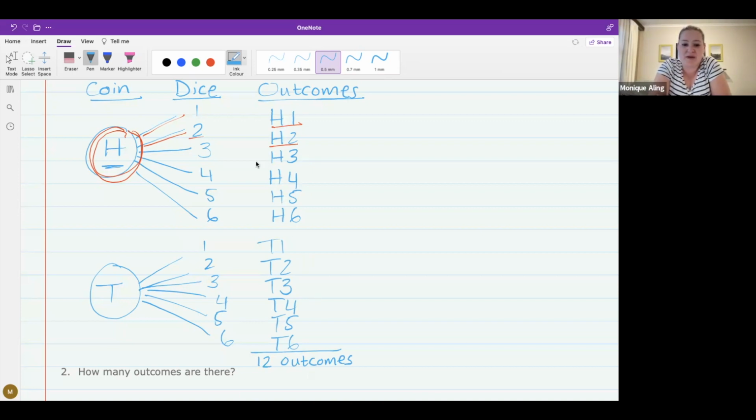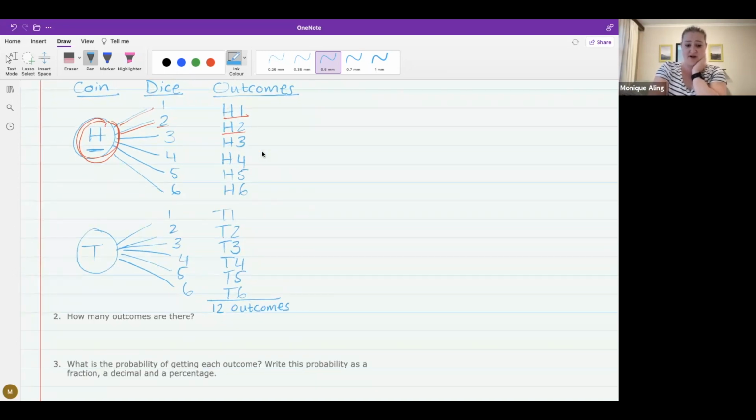Cool. Nice, Shima. Great. So now looking at our tree diagram, we're going to answer the following questions. How many outcomes are there? Because we did our tree diagram nicely and filled everything in, we can see straight away that we have 12 outcomes. It's already there for us. So we can just say 12.